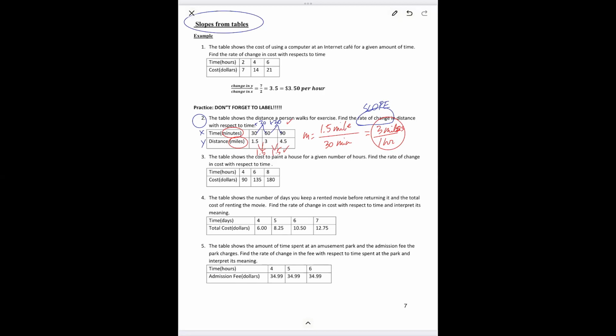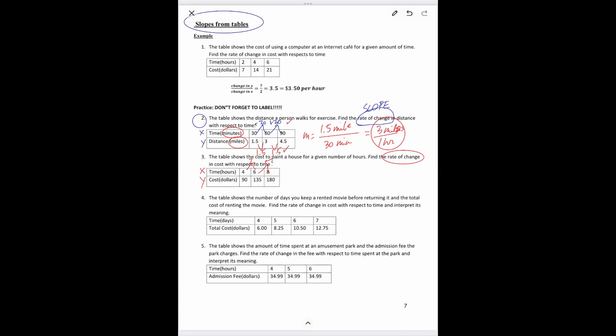All right, now let's do the next one. Going to do the same thing. We're going to find the differences in the x's and the differences in the y's. So the differences in the x's, 6 minus 4 is 2. 8 minus 6 is 2. I'm sorry, let me read exactly what it's doing. This says the table shows the cost to paint a house for a given number of hours. Find the rate of change in cost with respect to time. Okay, so we're finding the slope again, the rate of change.